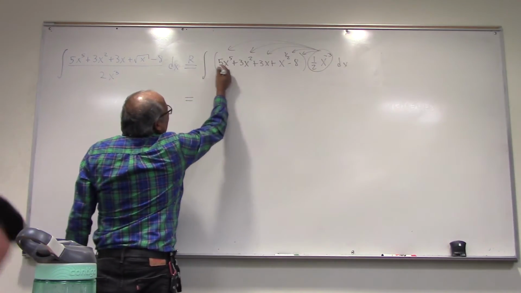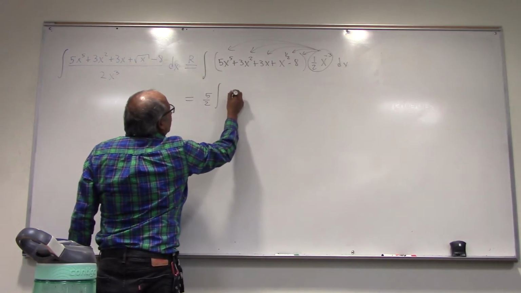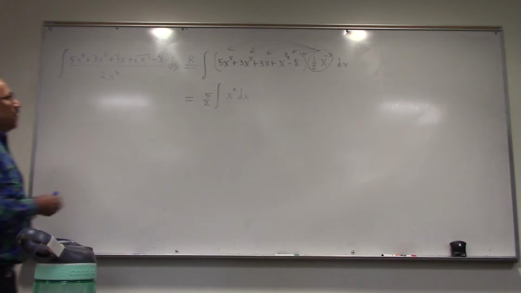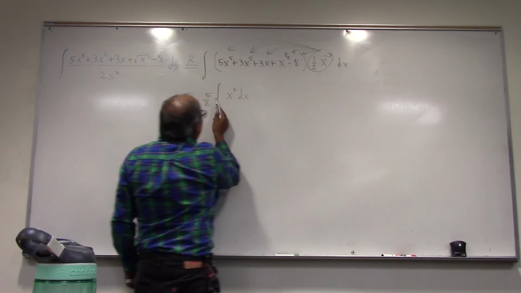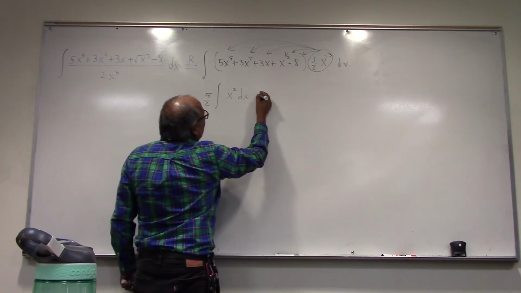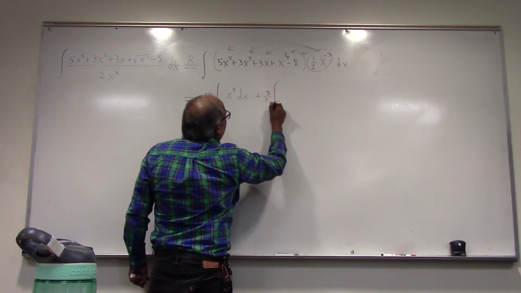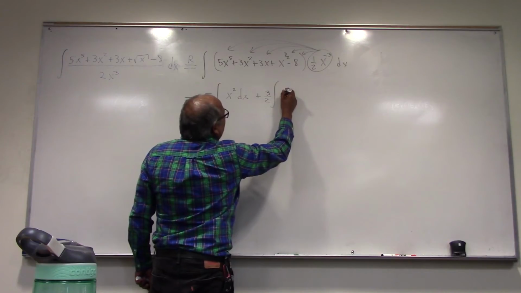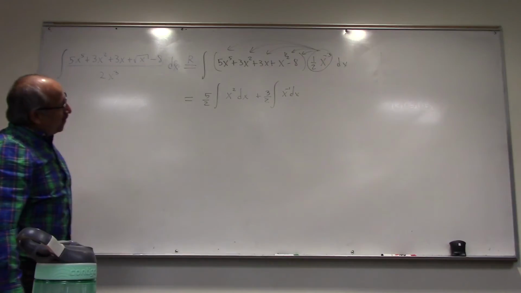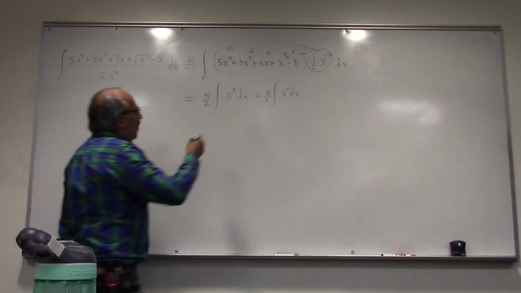You got 5/2 integral of x to the 2. Did you get that one, guys? Yeah. Okay, good. Because it's 5 times 1/2, 5/2 goes outside. 5 minus 3 is 2, you add the exponents, and then plus 3/2 the integral of x to the negative 1. That's a special integral. Do you recognize it, guys? It's 1 over x, but the answer is going to be natural log of absolute value, right?